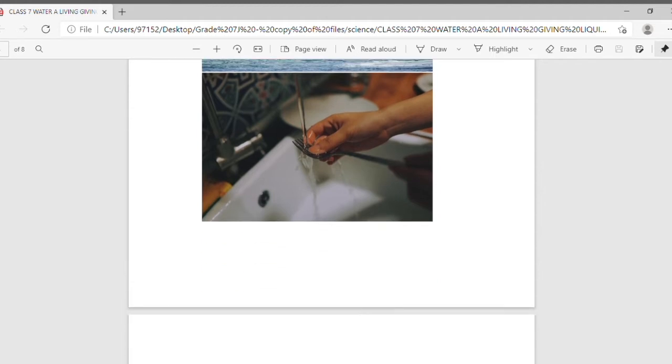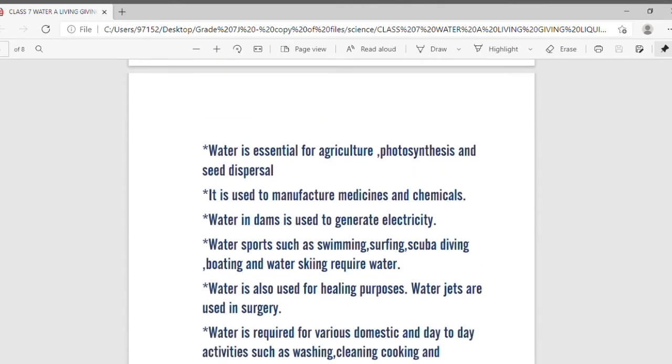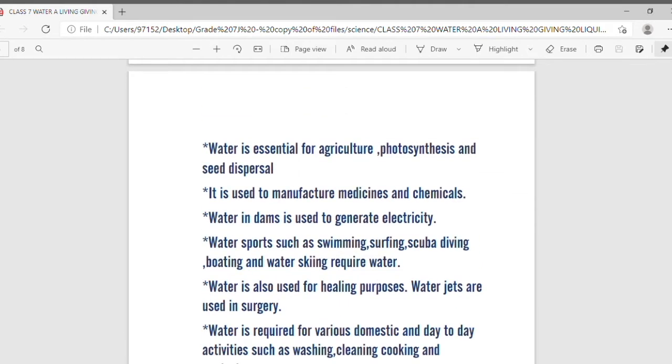Water is essential for agriculture, photosynthesis, and seed dispersal. Agriculture, for the plant to grow, requires water. Photosynthesis, how? We know the plant produces food with the help of carbon dioxide, water, and sunlight. And how do they get water? Through the root. The root absorbs water, right?